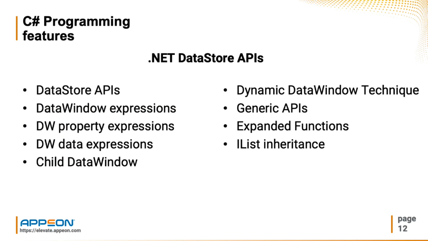Now, the .NET DataStore provides a set of comprehensive interfaces to allow users to easily implement non-visual data window techniques and other expanded functions in C#. For example, the DataStore APIs support almost the same non-visual properties, methods, and events as the PowerBuilder DataStore. Data window expressions: it supports using data window expressions in computed fields, sorting, filters, evaluating methods, and validation rules. Data window property expressions: it supports accessing model metadata via dot notation, so that's actually a very nice feature.